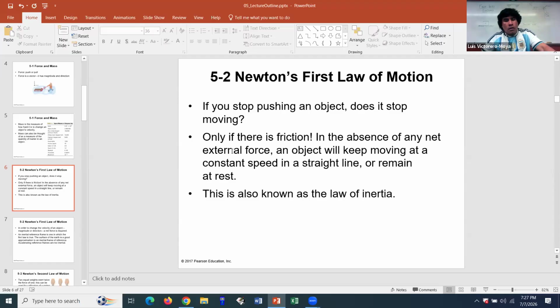Now, do objects really remain moving at constant speed? Because of friction, that's not really the case, realistically. But there is a situation where when you accelerate an object, it can remain at that constant speed, moving from point A to point B.